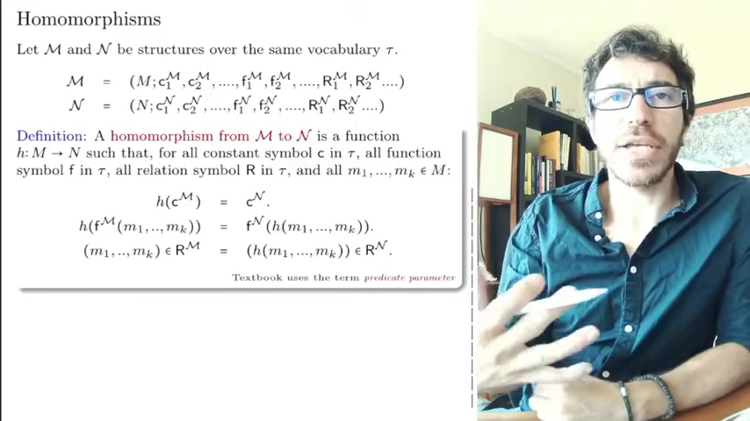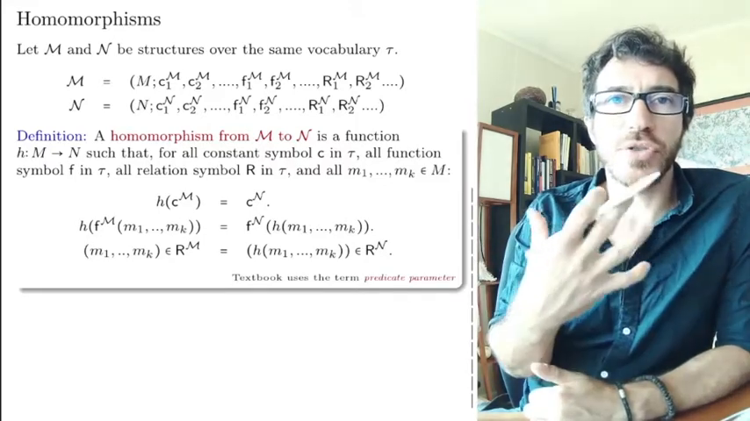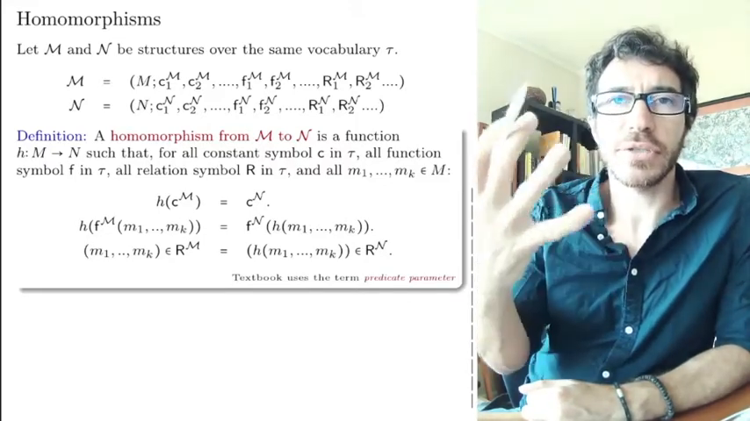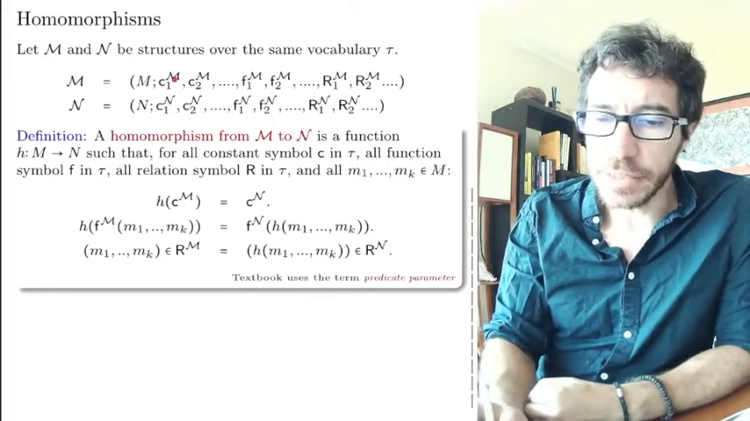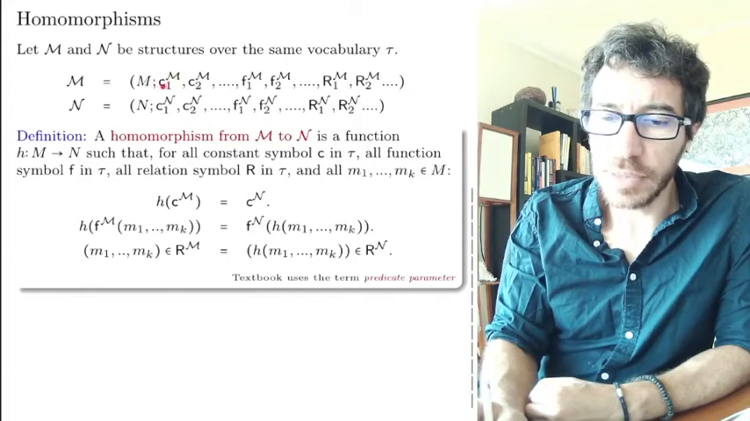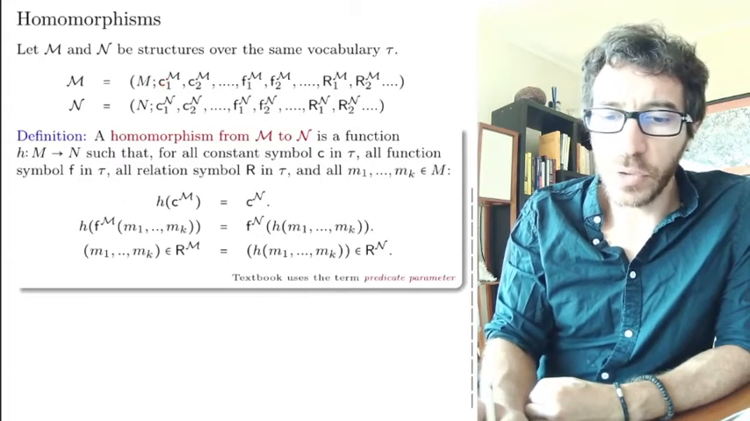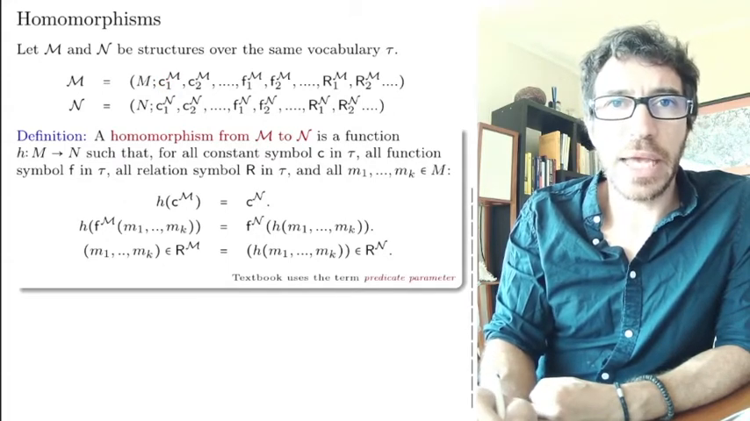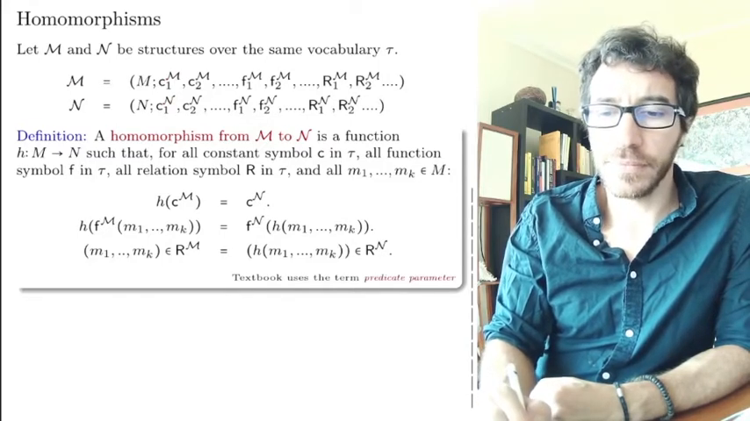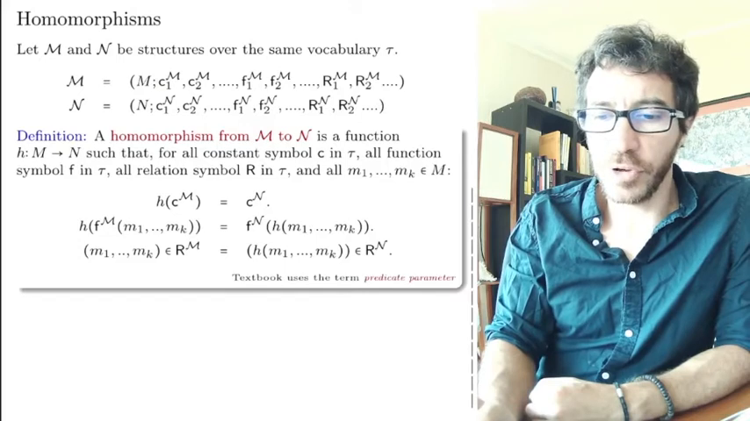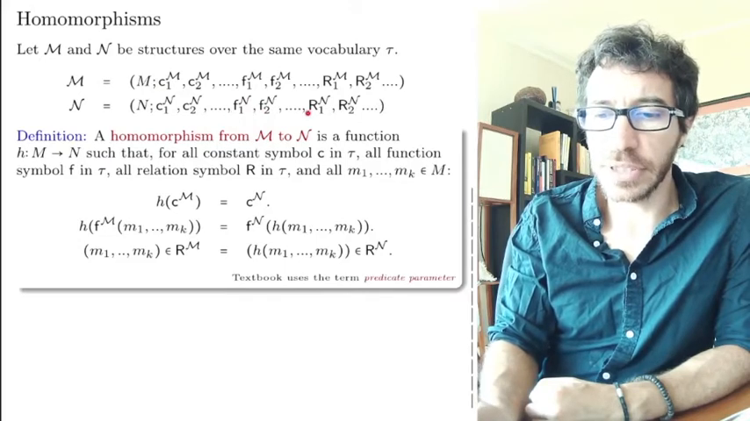And we have interpretations. To be tau-structures, we need interpretations for the constants, functions, and relations in the vocabulary. And we are going to call them like this. The interpretation of the constant symbol C1, we're going to denote it by C1 superscript M in the M structure and superscript N in the N structure. And the same for the function symbols and the relation symbols.